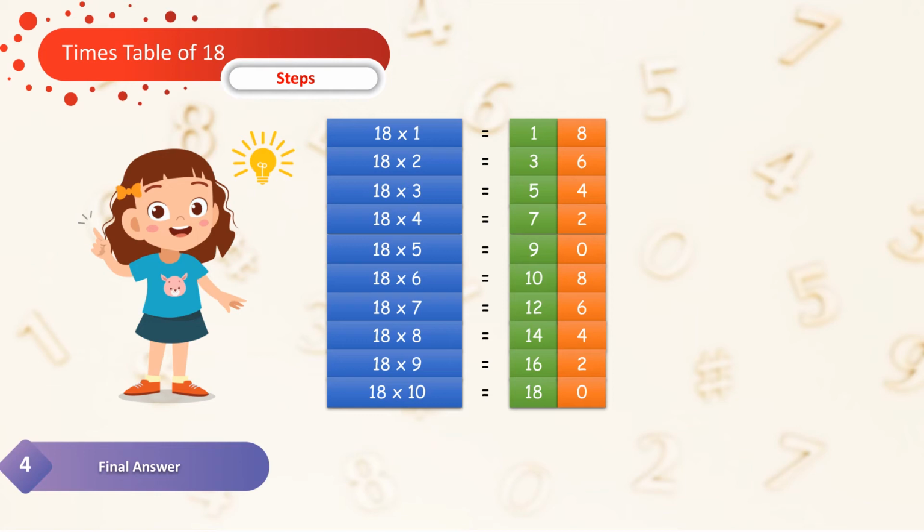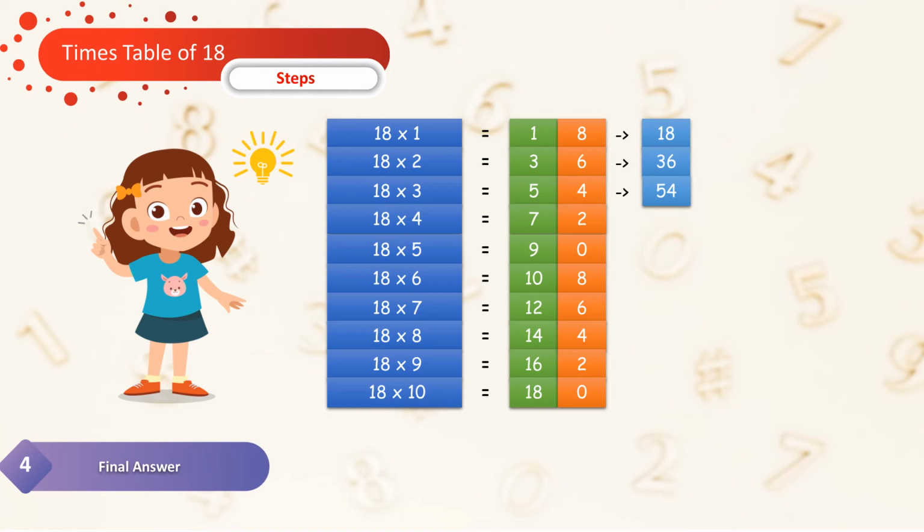Step 4 is where you have to pay attention because this is our final answer step. 18 times 1 is 18. Just need to join 1 and the 8. 18 times 2 is 36. Just join the 3 and the 6 together. 18 times 3 is 54. Just join 5 and 4.